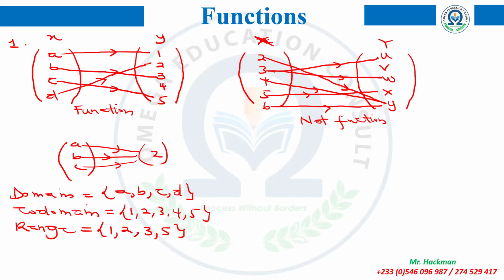Okay, so if you come to this relation, this mapping, this is not a function. In terms of this mapping or relation, the domain is the set {2, 3, 4, 5, 6}. The codomain would be {W, X, Y}. However, the range would be {U, W, X, Y}. Is my point well made? Okay, all right.